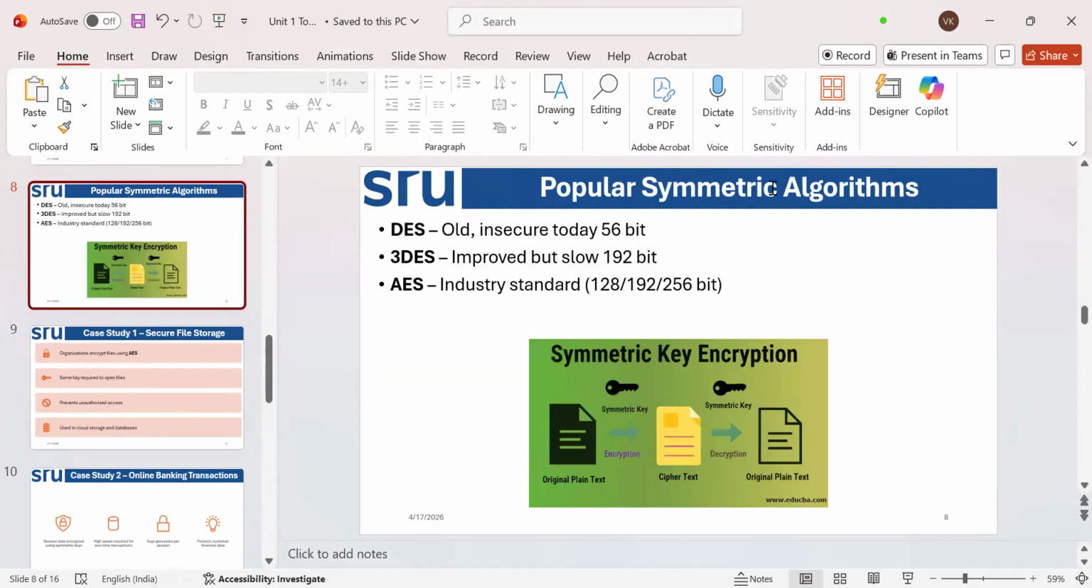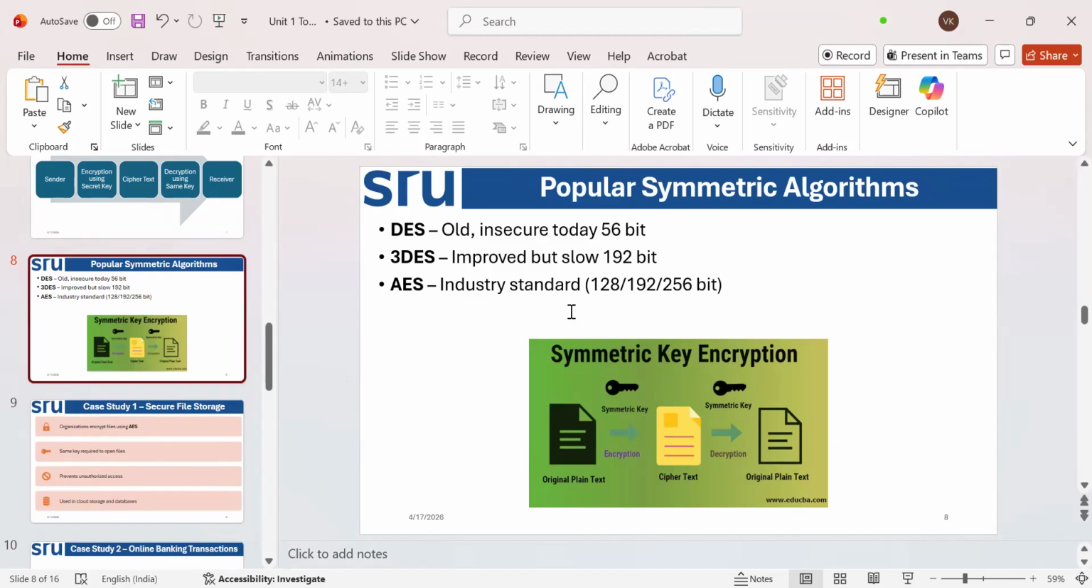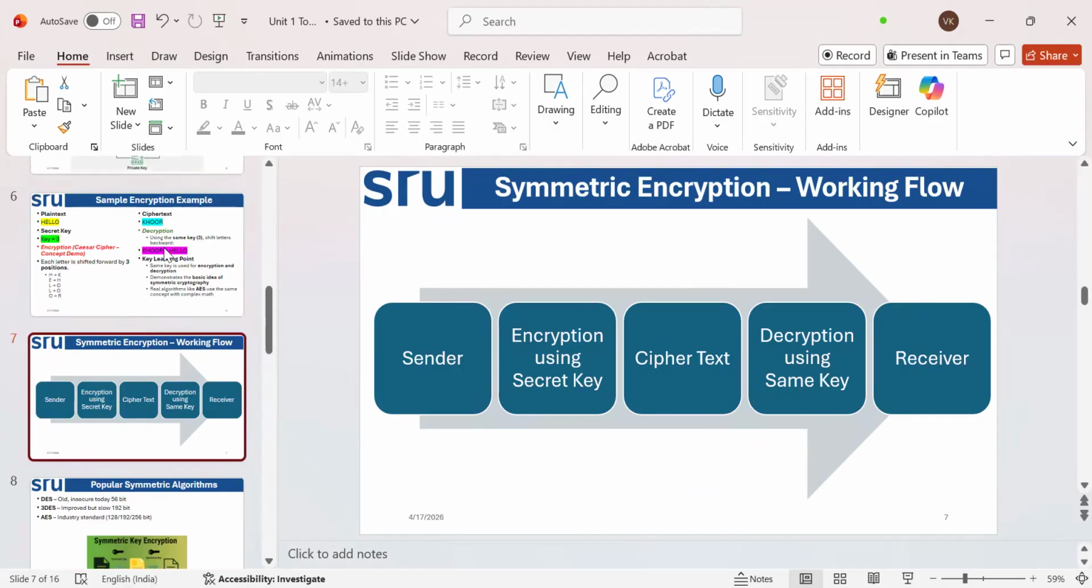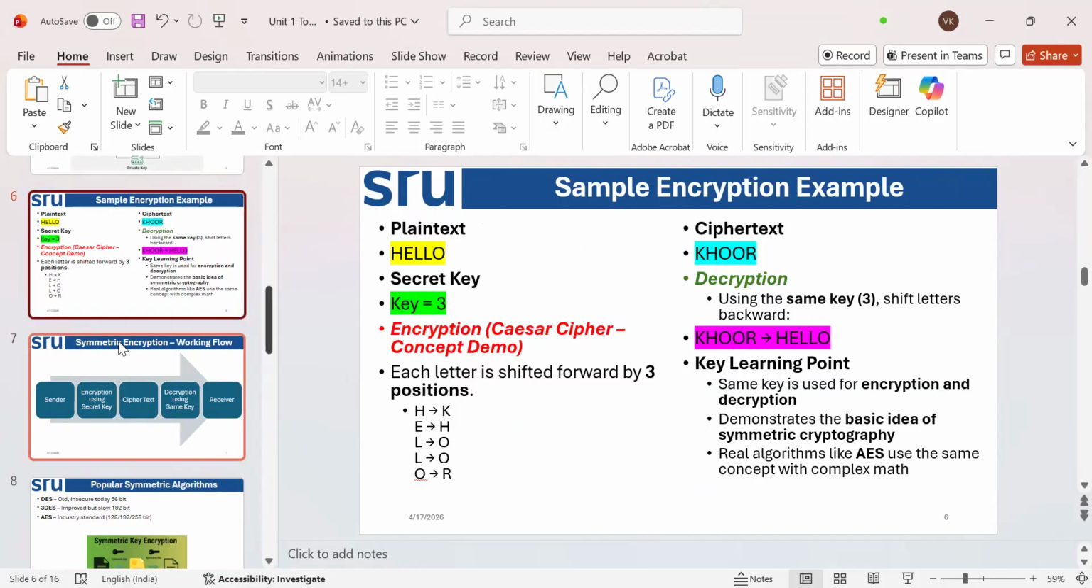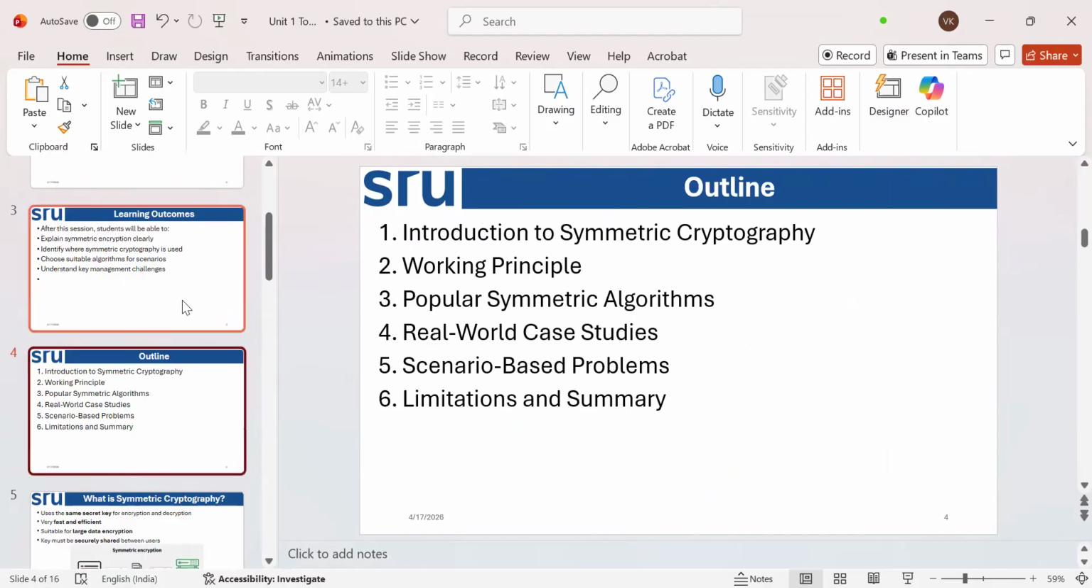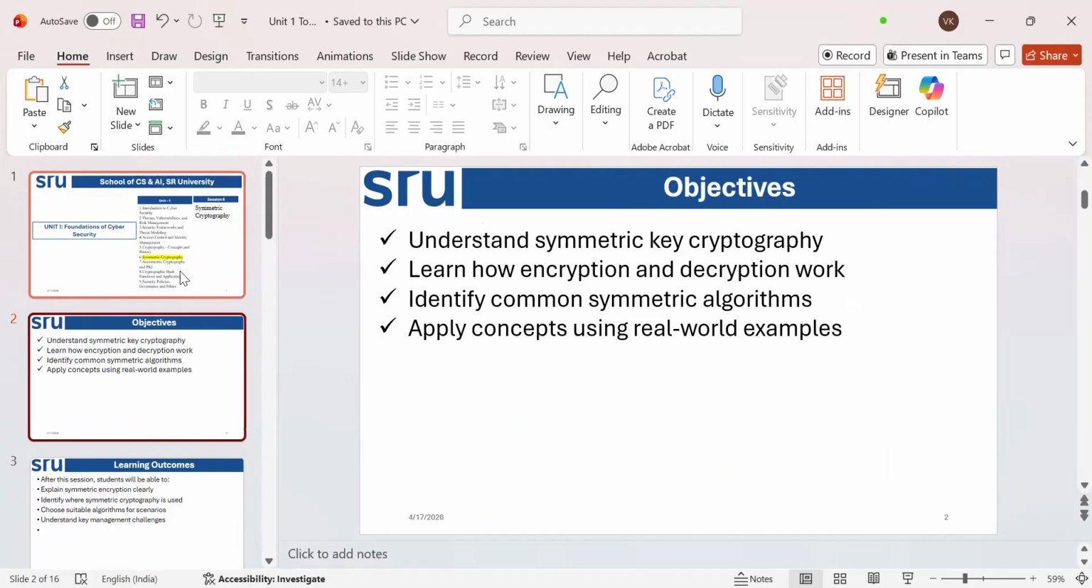Okay, so we understood about the different popular algorithms. This is the old one, 1977, and 2001, and we understood how much brute force is needed for this, 2 to the power 56, 2 to the power 256. We understood how it works, the working flow. We understood what symmetric cryptography is properly; the outline, outcome, and objective are finished.